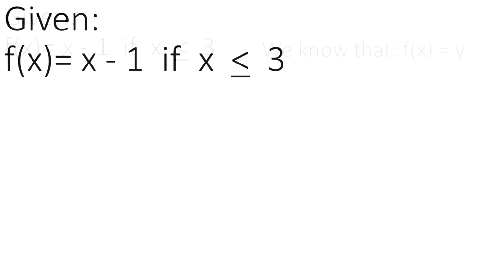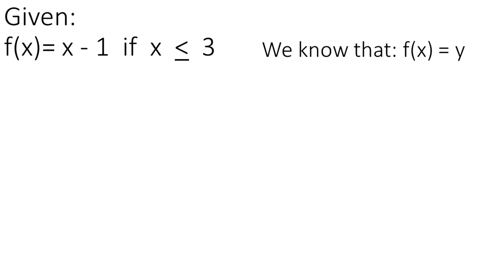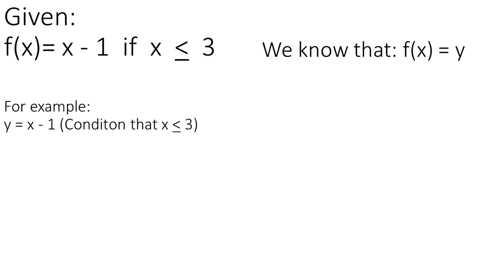So, we know that f of x is equal to y. In order to get y, we need to substitute a value in the variable x that is equal to or less than 3. For example, y is equal to x minus 1. Now we know that we have a condition that x is less than or equal to 3. We're gonna put the variable of x that is equal to 3 or less than 3.